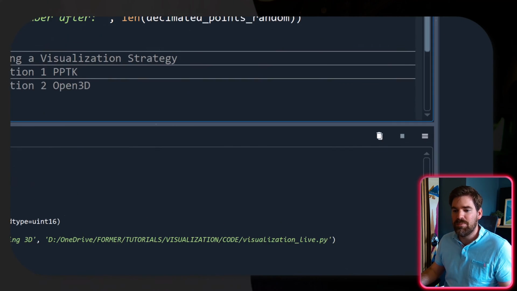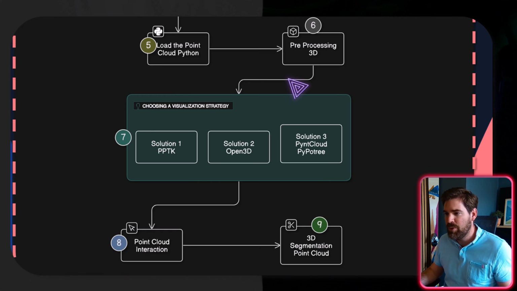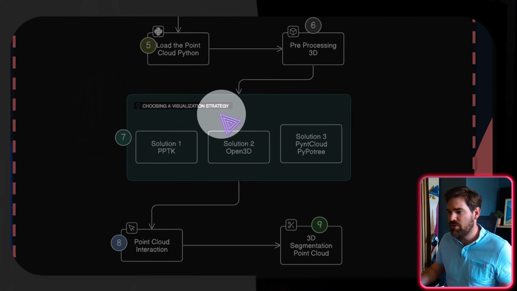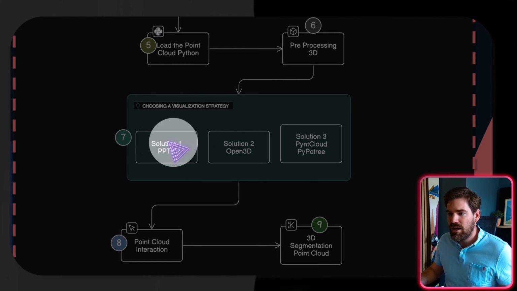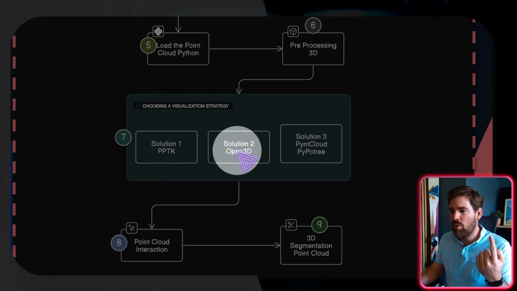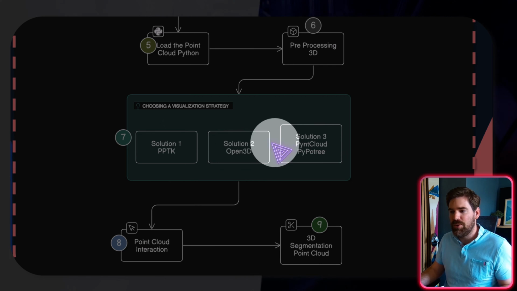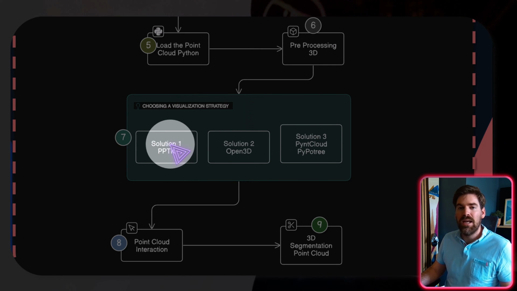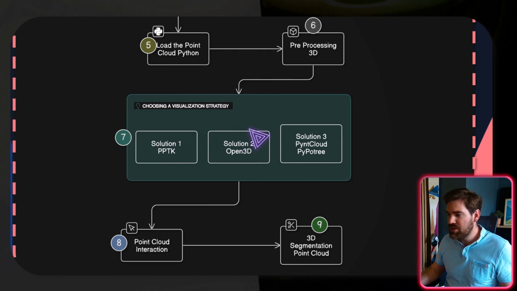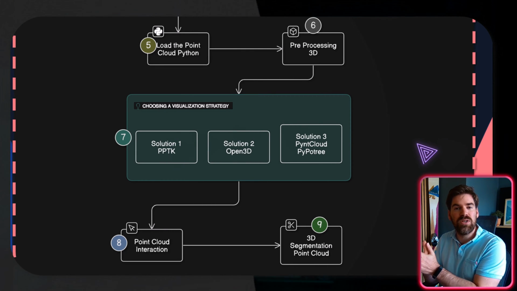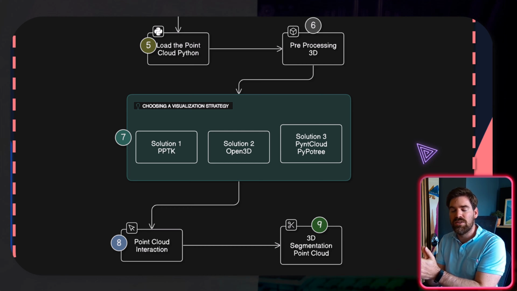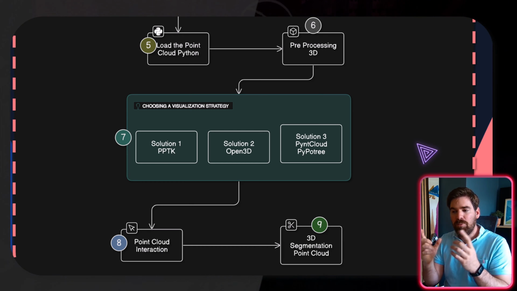We are already on step 6, and let's check out what I've prepared here for you. We get onto stage 7, which is actually choosing a visualization strategy. So there are solutions called PPTK, Open3D, PyntCloud, and Potree. I will focus on Open3D for now, but know that these exist, and I will link below an article that I wrote some time ago on Medium that highlights how you can use PPTK and the other two ones.